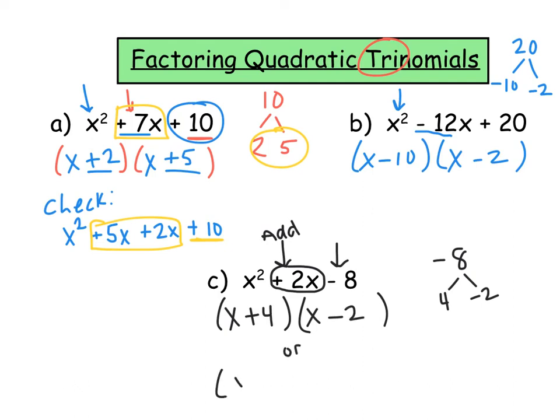Okay, now the order you write them in doesn't matter. You could have the x minus 2 first, and then the x plus 4 needs to come in there. Okay, so it doesn't really matter which order you write them in, and that's true for all of these. Just like saying 10, you could write it as 2 times 5 or as 5 times 2. Okay, the order does not matter.